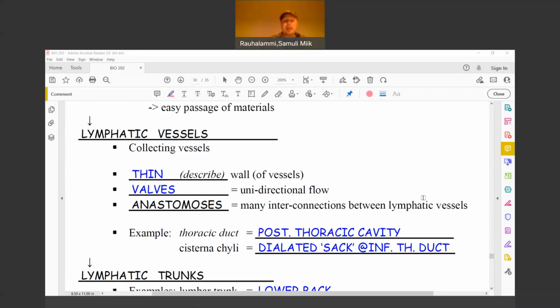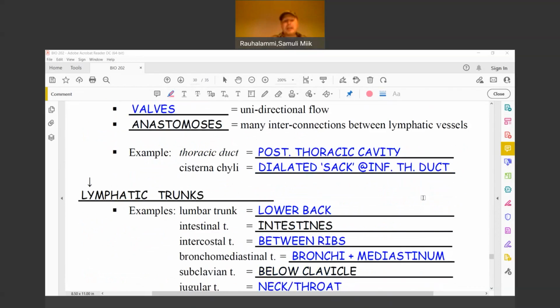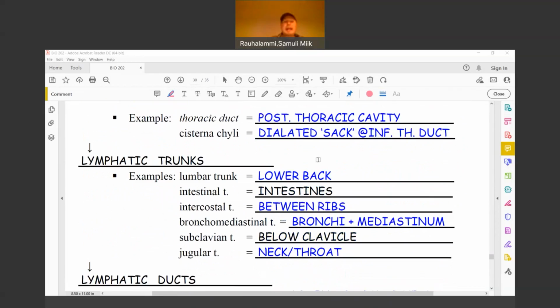We saw at the very inferior end of the thoracic duct the dilated sac, which was known as the cisterna chyli. Let's have a look at lymphatic trunks. We're going to bigger structures, again named based on their location: lumbar, lower back; intestinal; intercostal, referring to between the ribs; bronchomediastinal; subclavian, below the clavicle; and jugular, at the neck and throat region.